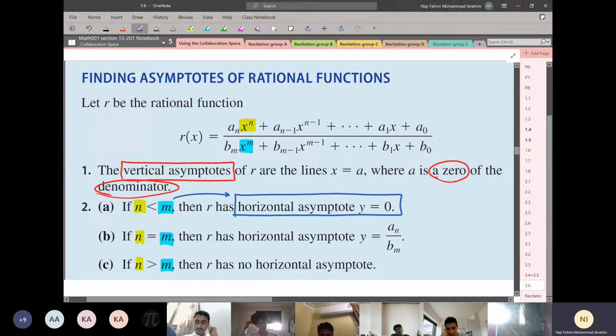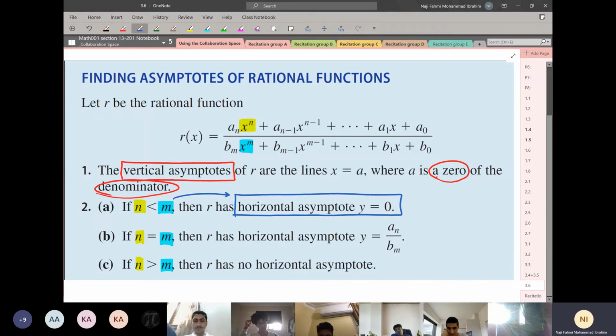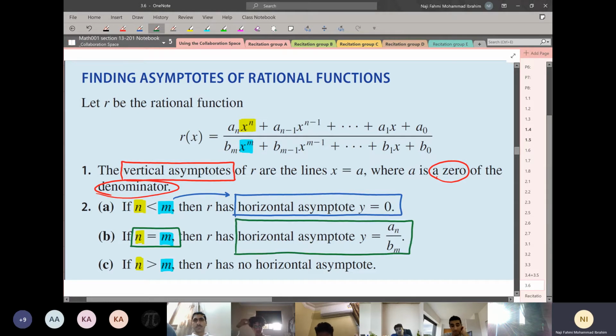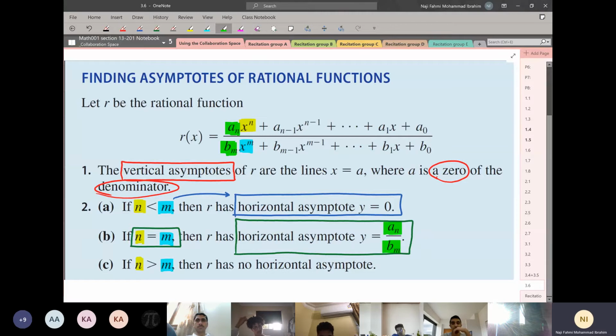Now we have a second case if the degrees are equal for the numerator and denominator. And if the degrees are equal, this is the important case, Shabab. We say the horizontal asymptote is what? Read this statement. Our horizontal asymptote will be an over bn. What's an? It's the leading coefficient of the numerator, and bn is the leading coefficient of the denominator. So if the degrees are equal, I divide the leading coefficient by the leading coefficient.